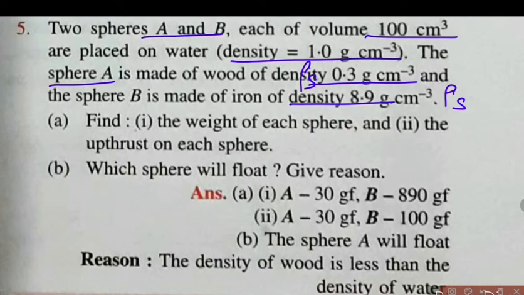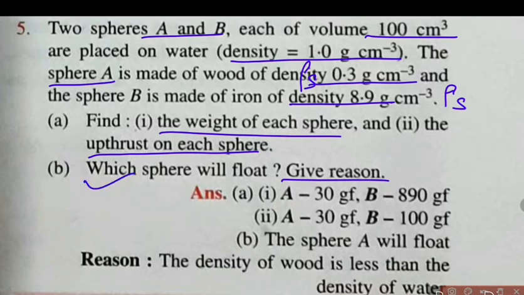Now from all this data we are supposed to find the weight of each sphere and then the upthrust acting on each sphere. Afterwards we will come to know which will sink and which will float from this calculation. Then we have to give the reason also, which sphere will float. Let us go to its solution.